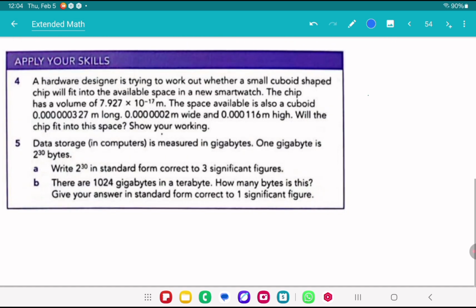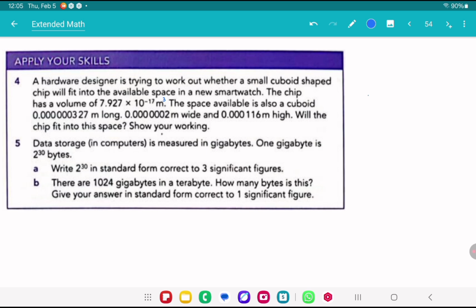Next, for question number 4, a hardware designer is trying to work out whether a small cuboid shape chip will fit into the available space in a new smartwatch. The chip has a volume of 7.927 multiplied by 10 to the power of minus 7 meter. Actually, it must be meter cubed. The space available is also cuboid. Will the chip fit into the space?